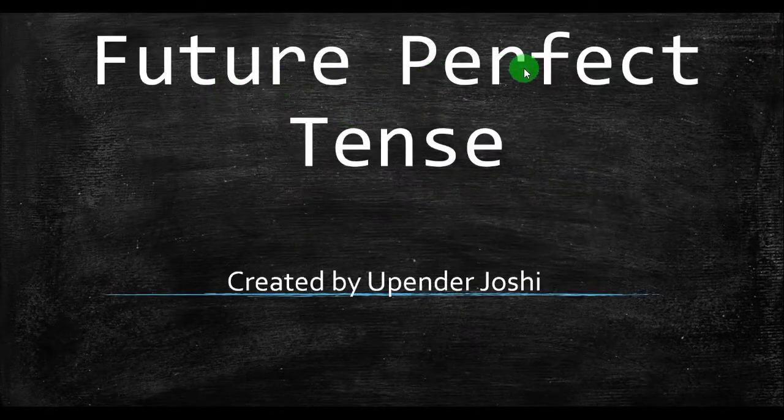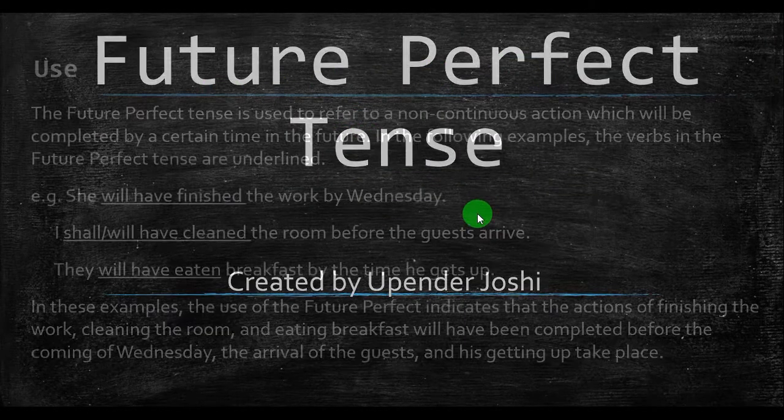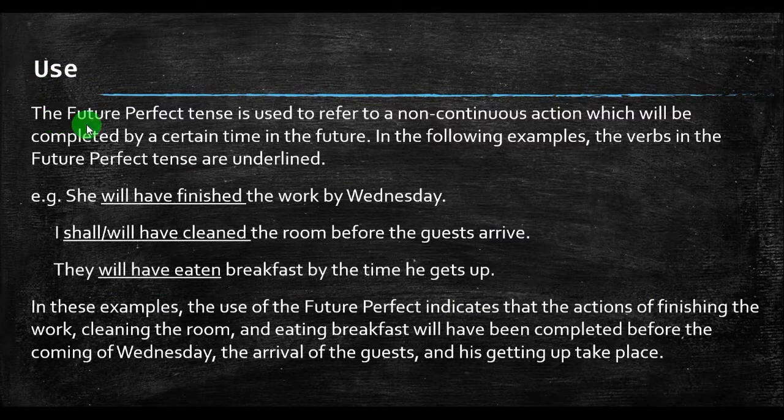Let's learn the future perfect tense now. So here is its use. The future perfect tense is used to refer to a non-continuous action which will be completed by a certain time in the future. So future perfect tense उन actions के लिए यूज किया जाता है जो फ्यूचर में लगातार नहीं चलेंगे, राइट, और जो फ्यूचर में एक खास समय से पहले कंप्लीट कर लिए जाएंगे, राइट.